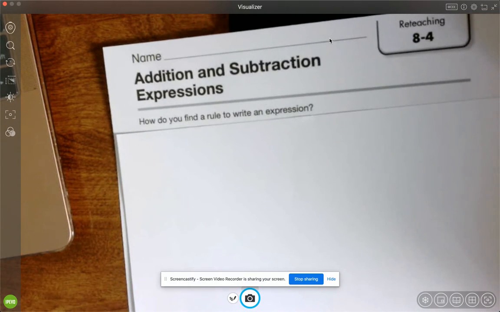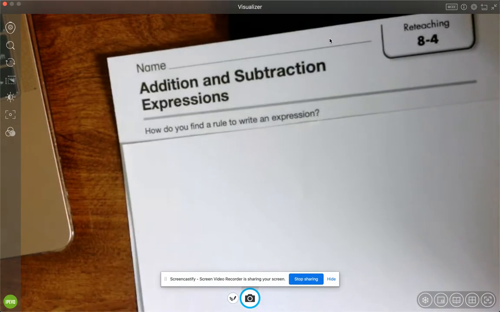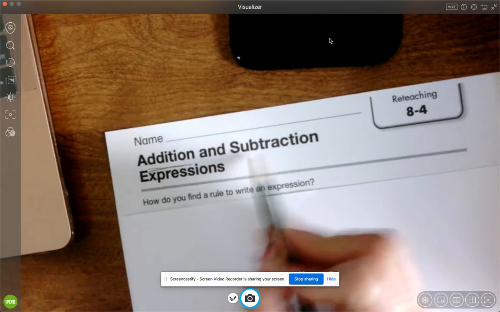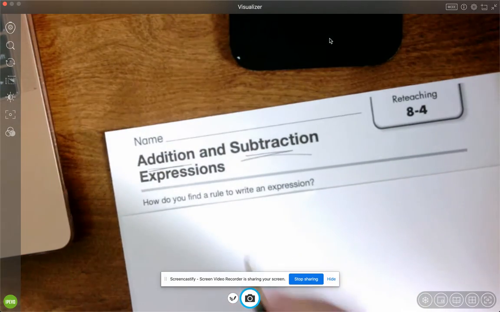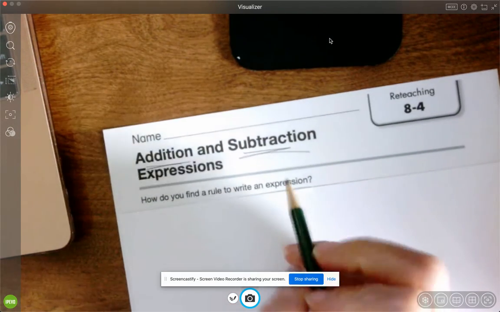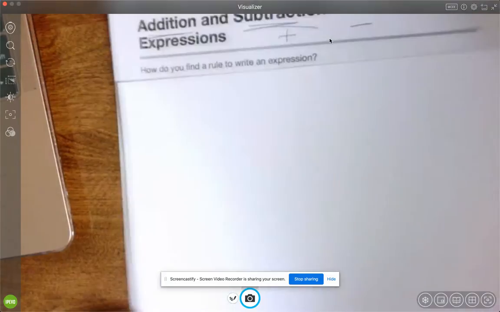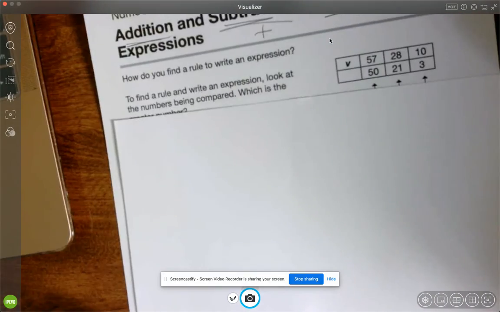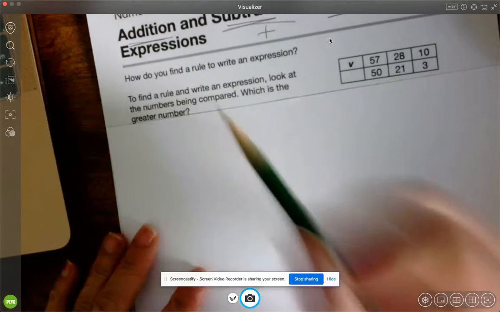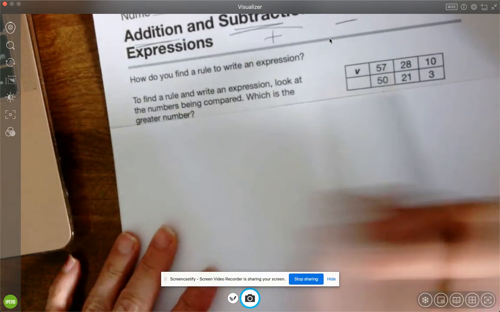And so today we're looking at a table and we're trying to find the rule for the table. You'll notice it says addition and subtraction. So I'm going to give you a hint: every rule is either going to be addition or subtraction. You're not going to have any division or multiplication rules. It's only going to be addition and subtraction. So to find a rule, look at the numbers being compared.